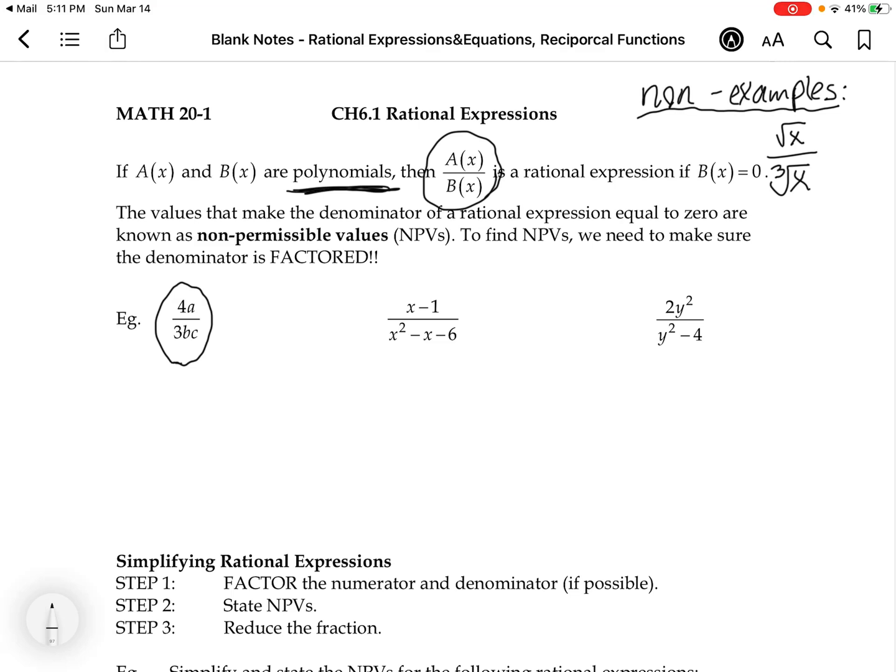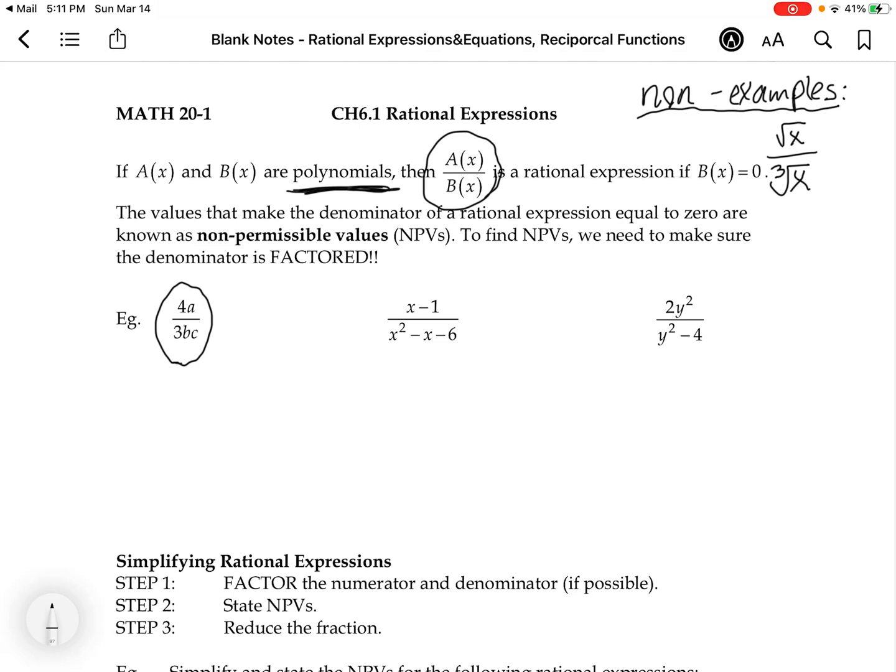Well, we have to look at first, what are the variables in the denominator? Okay, a is not in the denominator. A 0 in the numerator in a fraction is totally okay. It is defined. 0 over 4 is equal to 0. So that's totally fine. But you cannot have a 0 in the denominator. Okay, 1 divided by 0 is an undefined value.